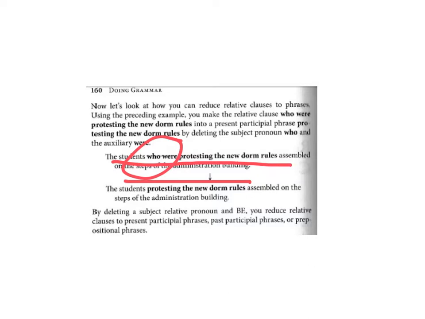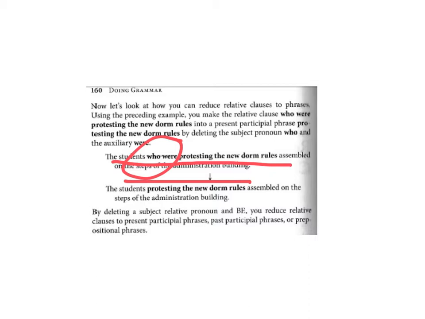Our main concern in this chapter is with these three phrases: present participial phrases, past participial phrases, and prepositional phrases. They all function as adjectives, just like the relative clauses that they are derived from. Let's look at them separately. So first, let's go back to the example sentence in the book. The students who were protesting the new dorm rules assembled on the steps of the administration building.